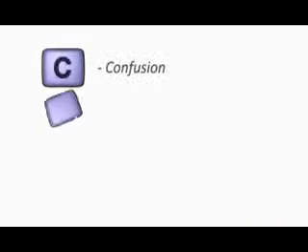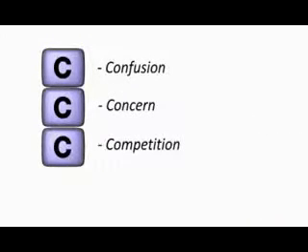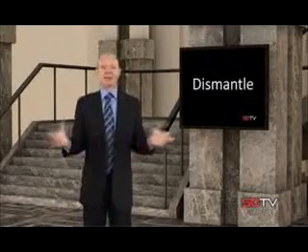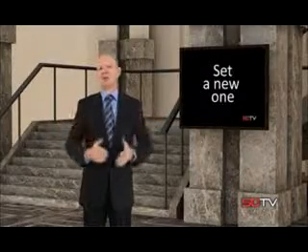The third C is for competition. Sometimes the objection can be a trap set for you by a competitor. This can be quite tricky to deal with, and we give you more help in dealing with competition when we get to unique. If you're in a highly competitive market, you can find yourself in a bit of a minefield here. Basically what you need to do is identify the trap, dismantle it, and set a new one for your competitor. If you do this skillfully, you can have a lot of fun.